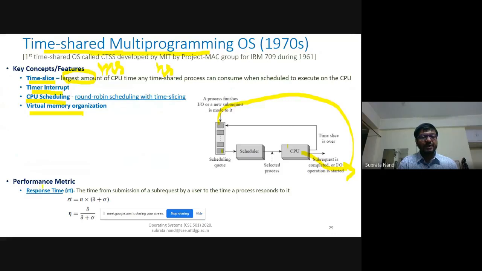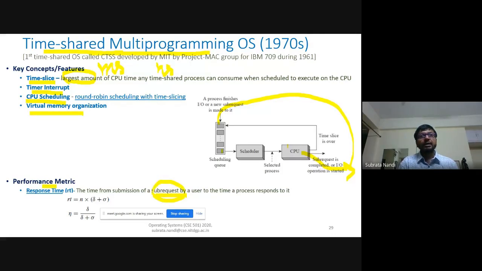The performance metric that will be important here is probably not the turnaround time, not the throughput, but the response time. The response time is the time from submission of a sub request by a user to the time a process responds to it. The response time is similar to the turnaround time, but the only difference is that instead of a job, it is a sub request, a portion of a job or a program.